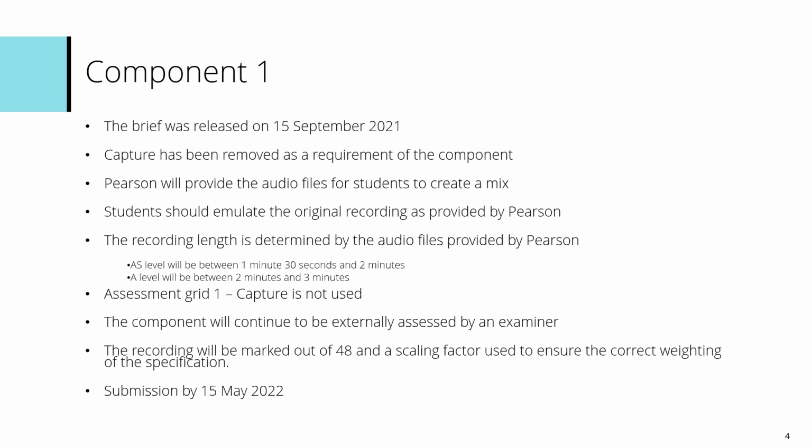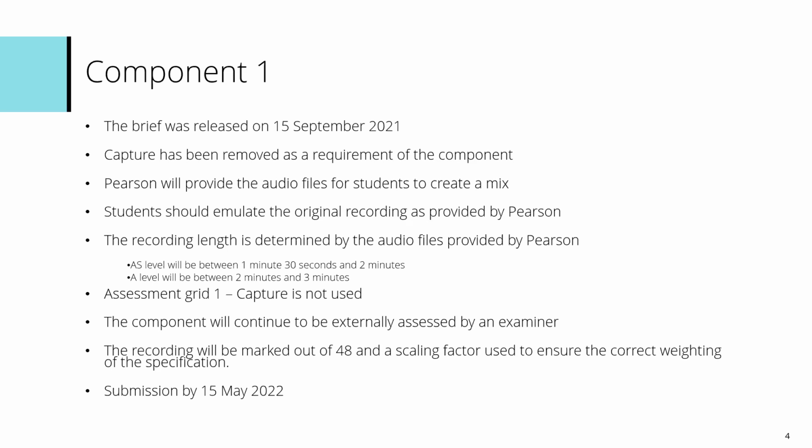The recording length is determined by the audio files provided by Pearson, but for AS level, that would be between 1 minute 30 seconds and 2 minutes. And for A-level, that would be between 2 minutes and 3 minutes. So therefore, assessment grid one isn't used as that assessed capture. And then the component will continue to be externally assessed by an examiner.